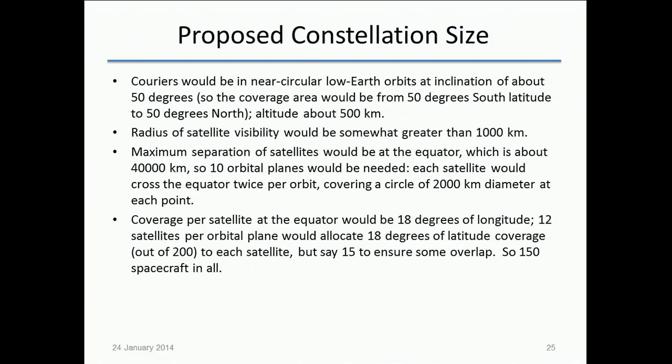Each satellite would cross the equator twice per orbit. The coverage per satellite at the equator would be about 18 degrees of longitude. If you had 12 satellites per orbital plane, then that would be 18 degrees of latitude as well. But I'm figuring here 15, so there's a little bit of overlap in the coverage. And so that would come to 150 spacecraft in all.